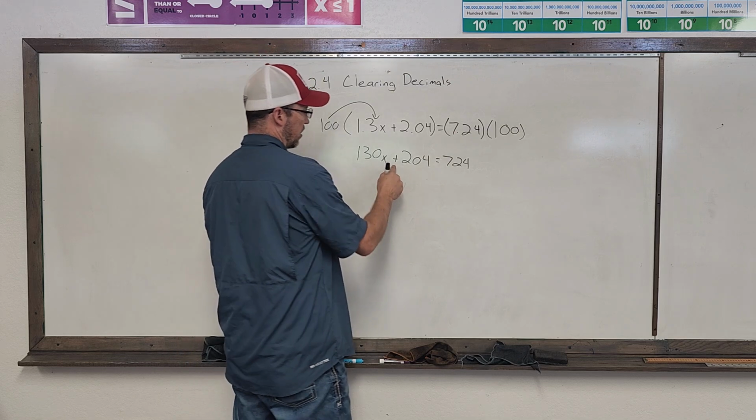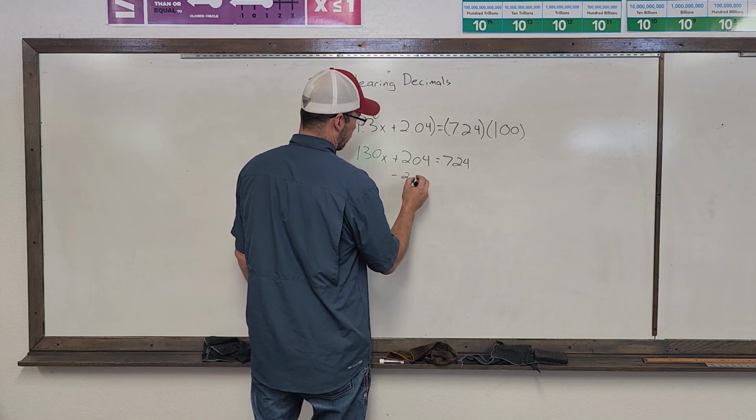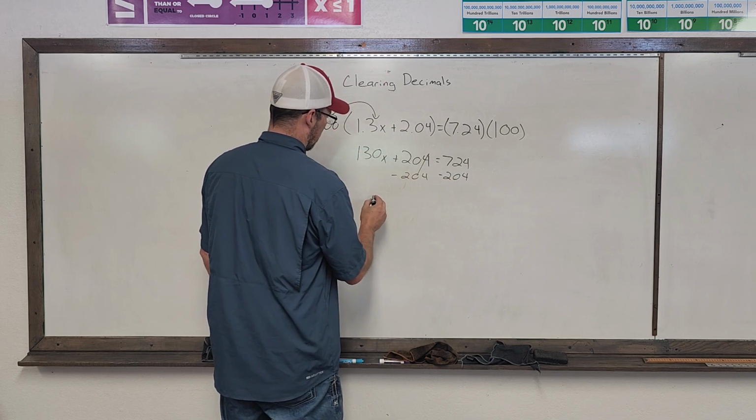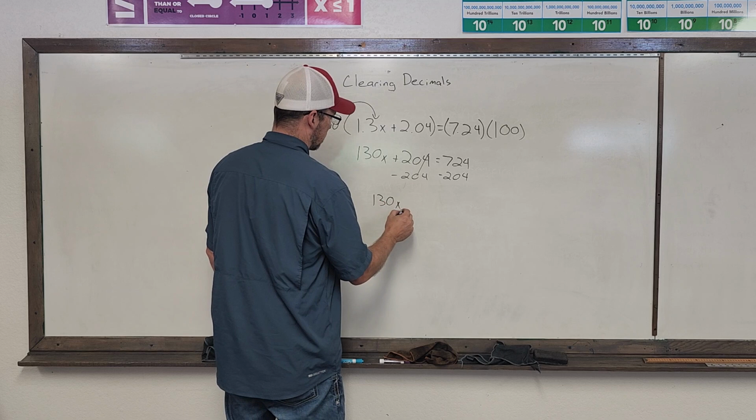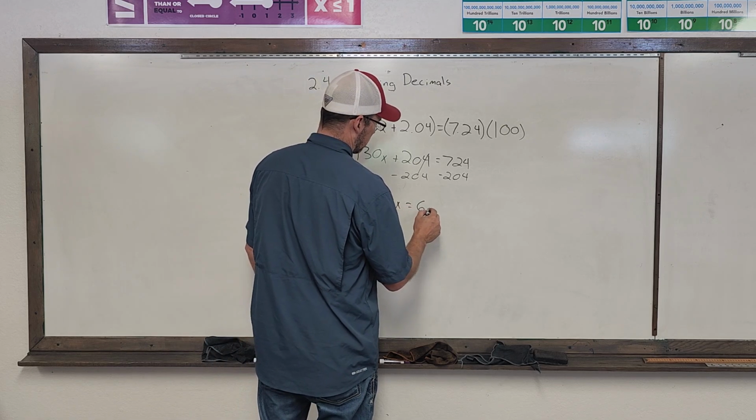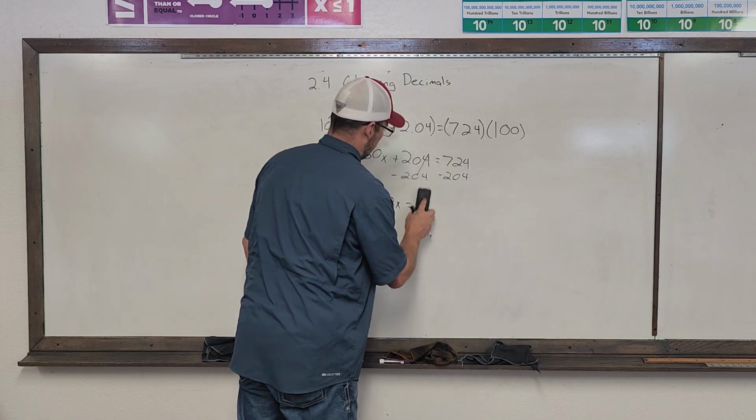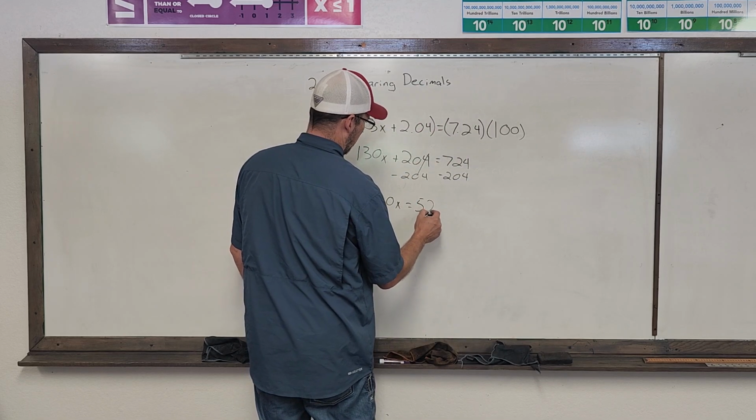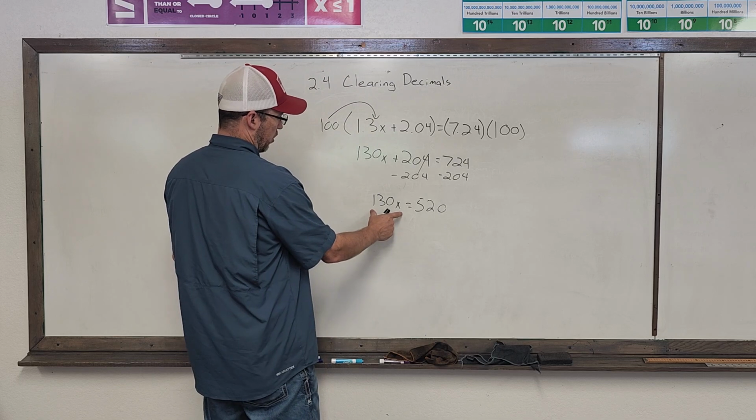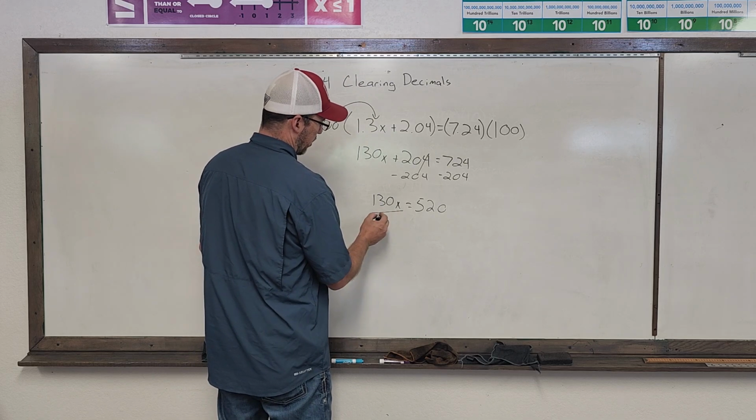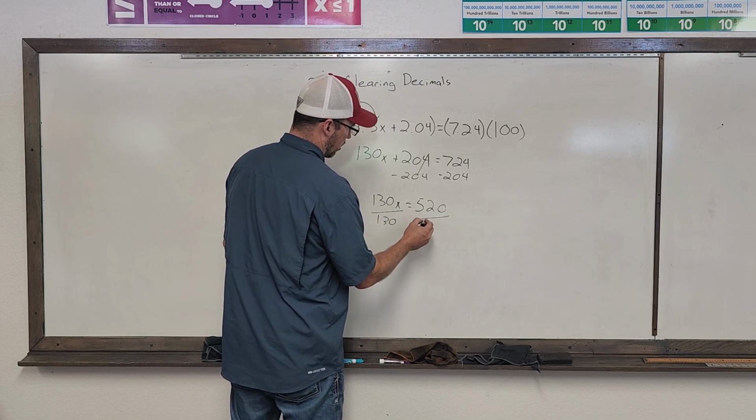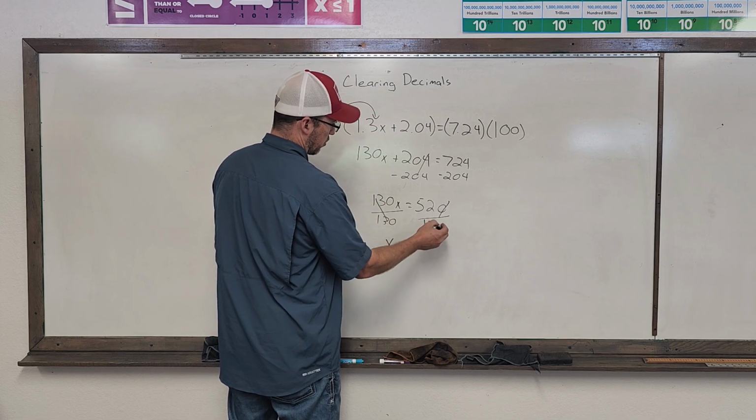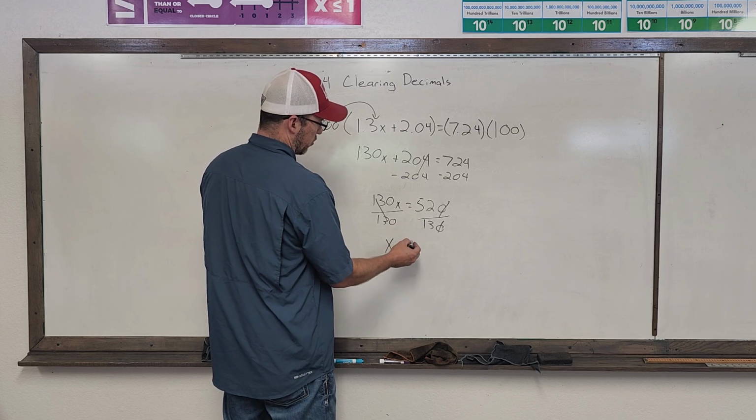So now I go to isolate my variable. This is being added, the opposite of addition is subtraction, so I'm going to subtract 204 from both sides. And I'm going to get 130x equals 520. This is being multiplied. I need to get rid of that 130, so I'm going to do the opposite and divide both sides by 130. X equals, I can cancel those zeros out. 52 divided by 13 is 4.